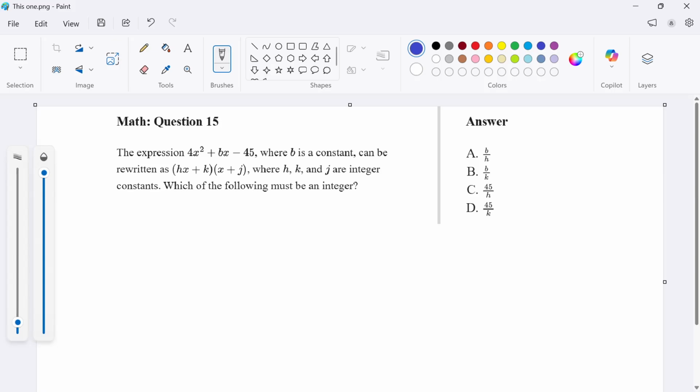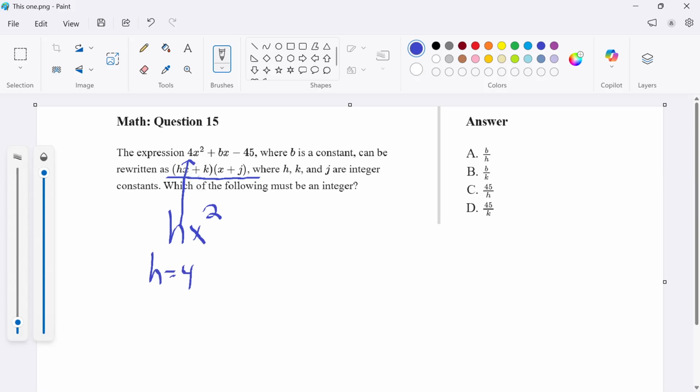Well, I'm going to first do it by hand, then I'll work it on Desmos. So I have 4x squared, I'm just going to leave it as it is. I don't have to rewrite that part. I'm going to take this part and FOIL it. So hx times x is hx squared. Notice 4x squared, hx squared, so now I know h equals 4.